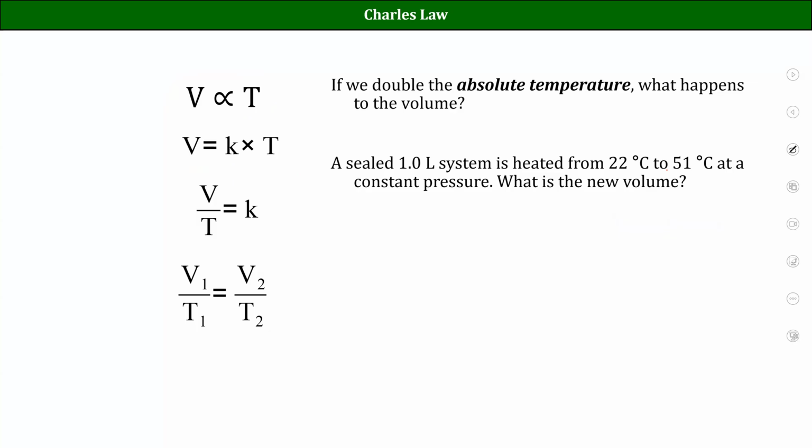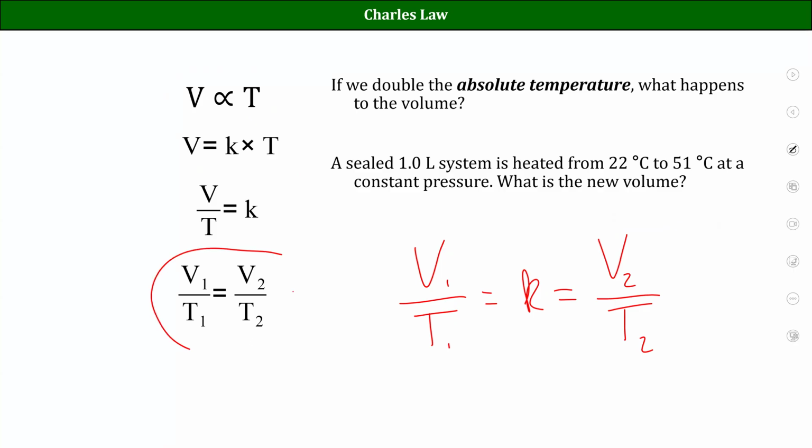We put the constant by itself, and we can do the same thing we said before: any volume divided by its corresponding temperature is equal to a constant, and any other volume divided by the corresponding temperature is equal to that same constant. Right, so this is Charles' law.